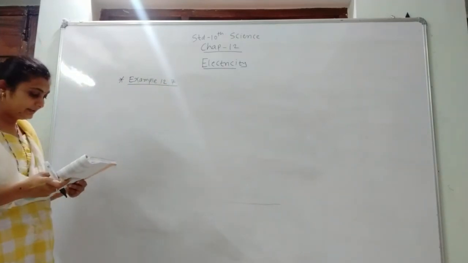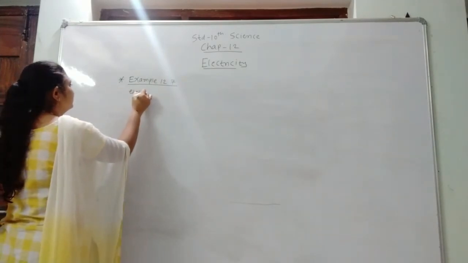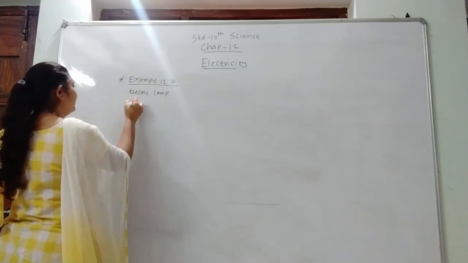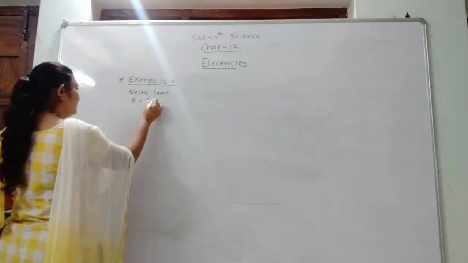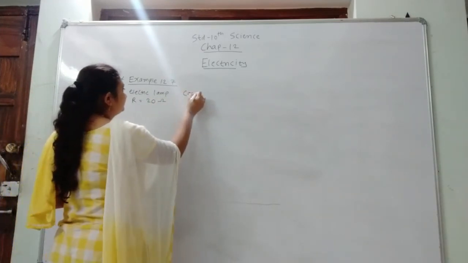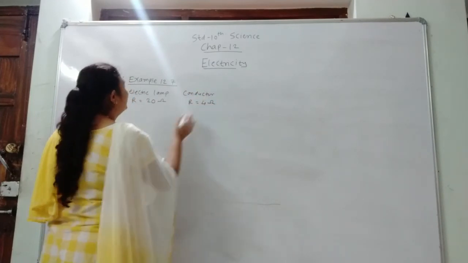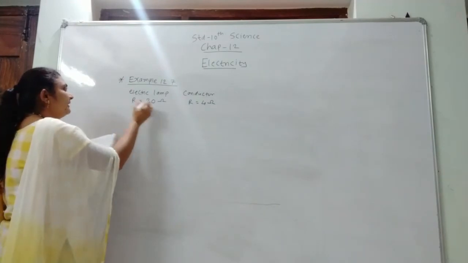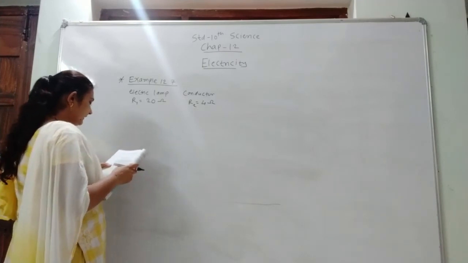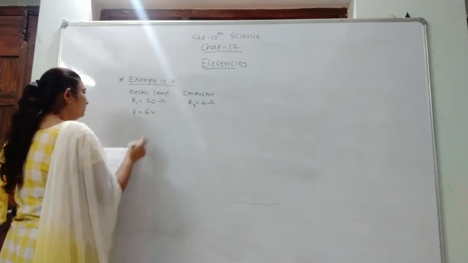We write first the given things. An electric lamp, resistance 20 ohm, conductor resistance 4 ohm, so we have to write R1 and R2, are connected to a 6 volt battery. V is equal to 6 volt.